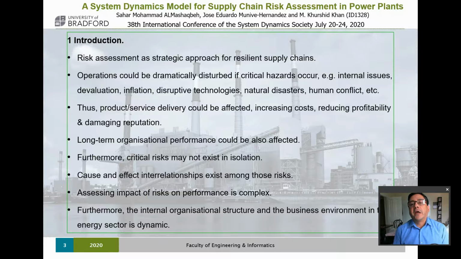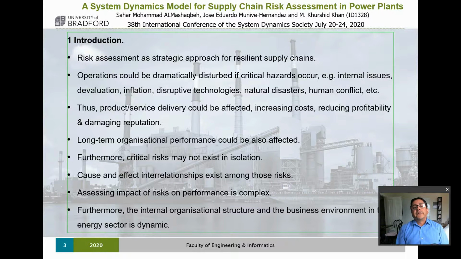These kinds of hazards can be, for example, internal issues happening in the organization. They can be factors happening externally to the company but influencing the organization, for example, devaluation at national level, higher levels of inflation, the appearance of disruptive technologies that can affect the business, natural disasters, human conflicts.